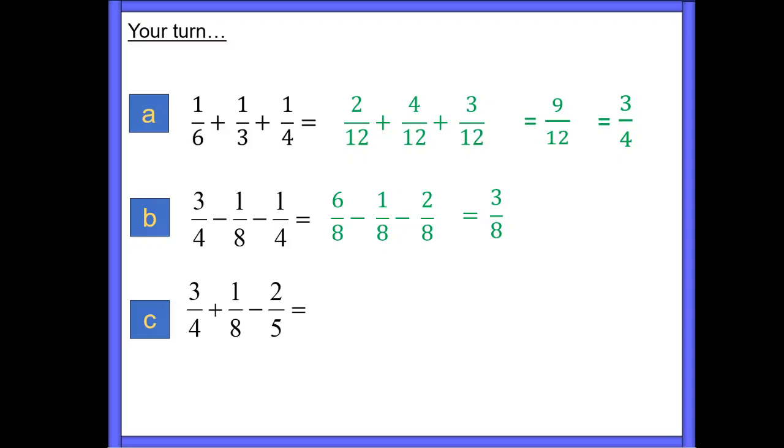And for C then, so 4 and 8 and 5, the lowest common denominator is 40, so we get 30 out of 40 plus 5 out of 40 minus 16 out of 40. So remember, we've got to do 30 plus 5, which is 35, take away the 16, which gives us 19 out of 40. And again, we can't simplify that, another one of our prime numbers there. Okay, make sure you've checked your work and done any corrections as you go.